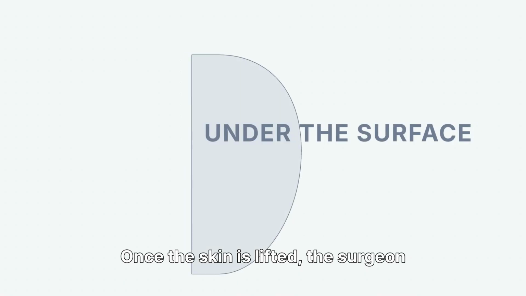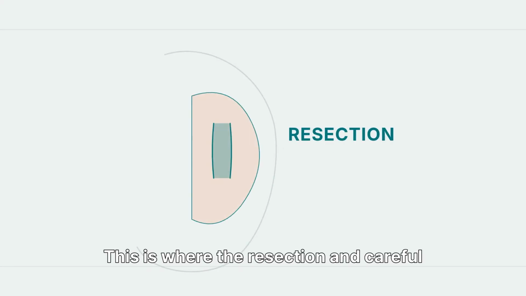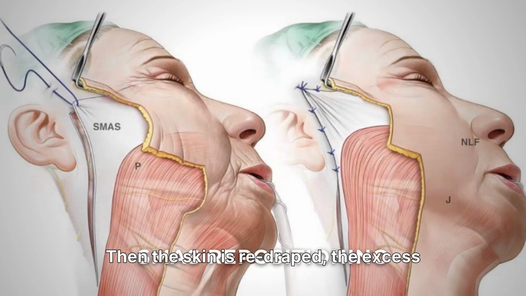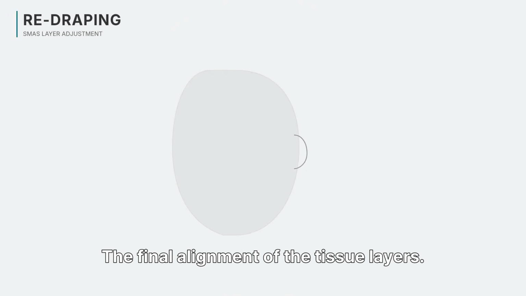Once the skin is lifted, the surgeon tightens the SMAS beneath it. This is where the resection and careful suturing of the tissue occurs. The SMAS is repositioned upward and backward, correcting the descent. Then the skin is redraped, the excess trimmed, and the incisions carefully closed. The final alignment of the tissue layers.